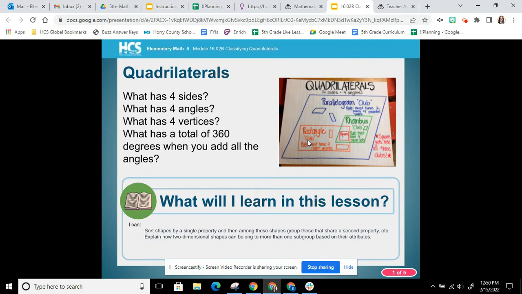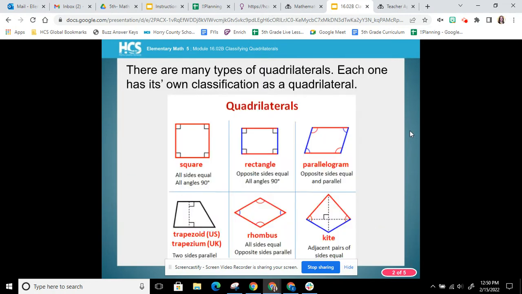We are going to be learning about quadrilaterals and classifying quadrilaterals. This picture here is a great picture, so make sure you spend a little time looking at it, zooming in and making sure that you understand what the different quadrilaterals are and how they're classified. We're going to get deeper into this type of picture in the lesson though. You've got a great chart here that shows the different quadrilaterals, how they're classified, what they're named, what they look like, and some information about each quadrilateral.